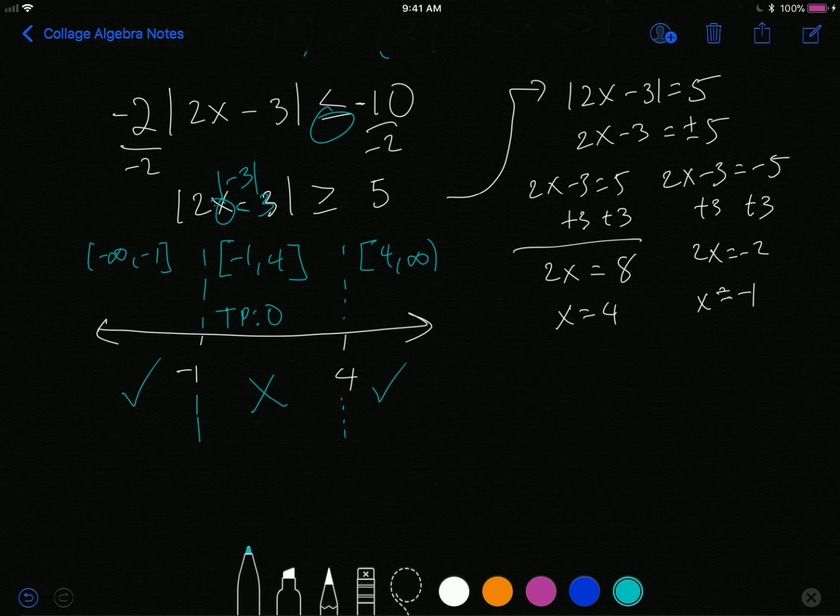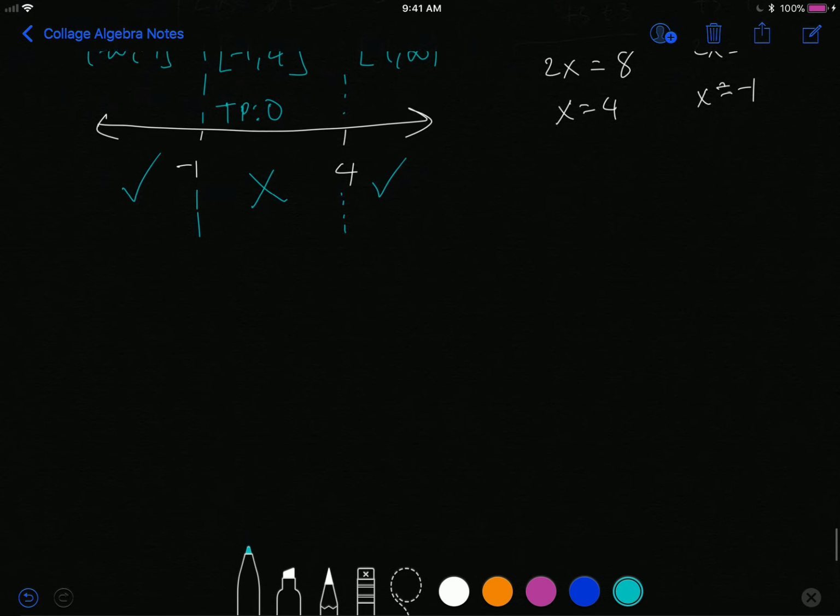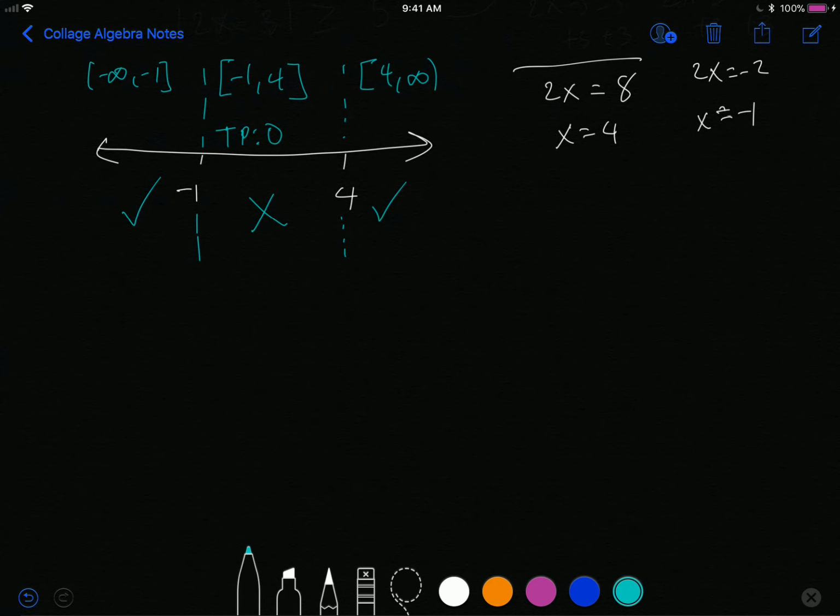You can go ahead and test them if you want to. That's fine. But this is what's going to happen. And so now that I have this right here, I can go ahead and write out my solution. My solution will be from negative infinity to negative 1, union 4 to infinity.